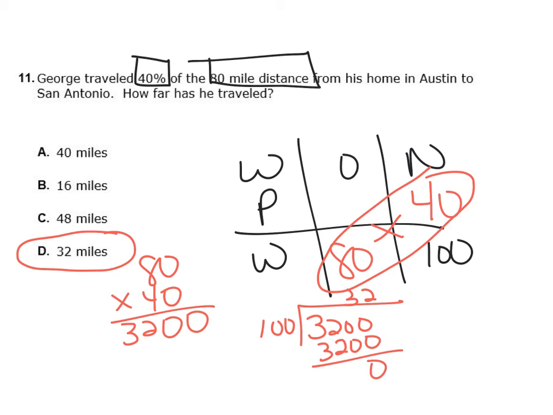If you did 40 miles, that means you just did the 40 and put miles next to it. If you did 16 miles, you just multiplied it and divided by 2. If you did 48 miles, you put this in the wrong spot. You put the part and the whole in the wrong spot, so that's why you got 48.